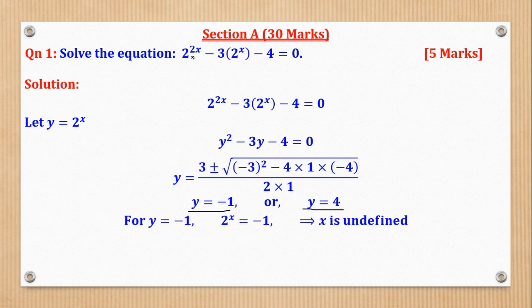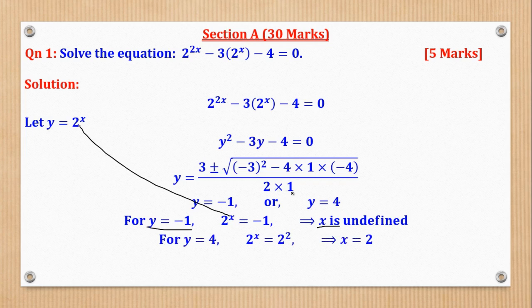But remember, the question had x, so you have to bring back the x. So when y is negative 1, 2 to the power x is equal to negative 1, implying that x is undefined. But when y is equal to 4, 2 to the power x is the same as 2 to the power 2, implying that this base cancels to remain with the powers, where we come up with x equal to 2. So that is the value of x which they wanted.